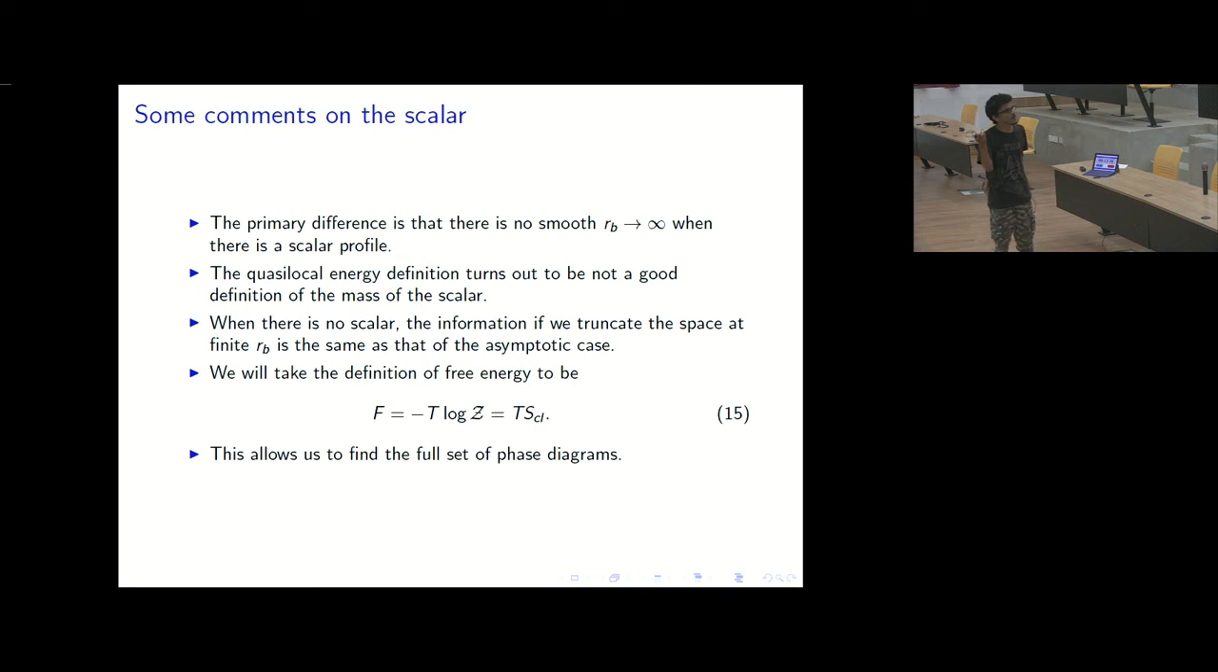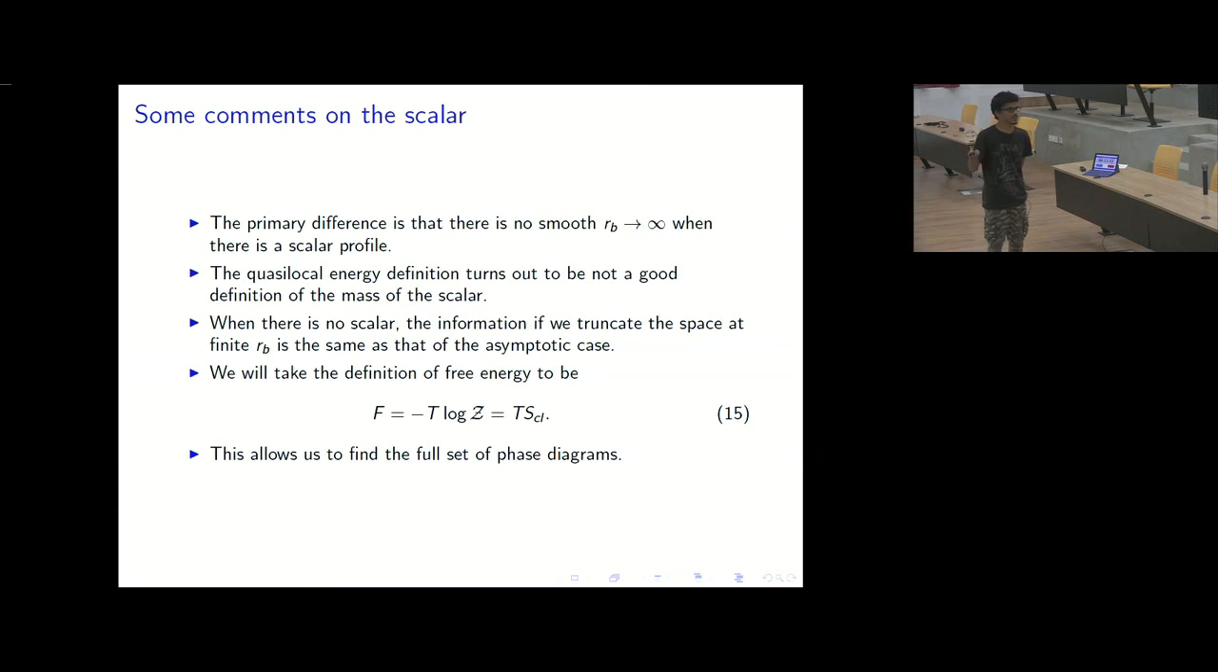So, we would guess that the chemical potential and charge, which are just dependent on the Maxwell field, the definitions of those hold. It's the quasi-local energy definition that somehow has to be modified appropriately. But we'll just plow on from here with the assumption that the free energy is just the on-shell classical action, and from there we can define the full set of phase diagrams.